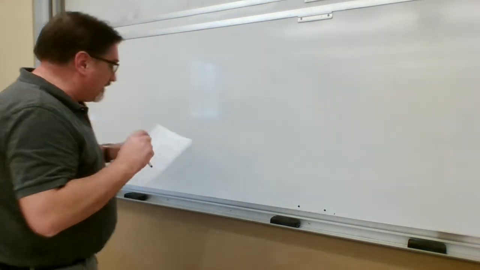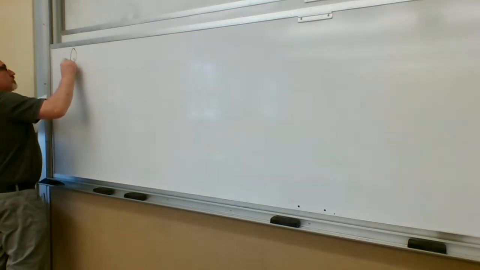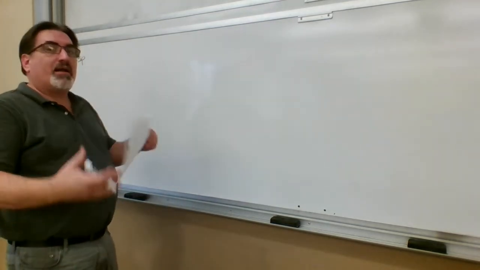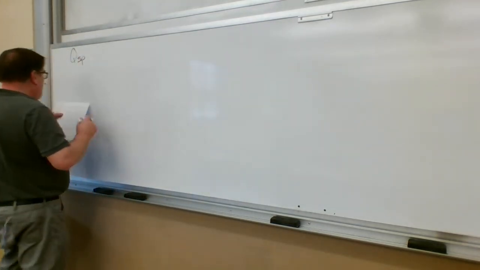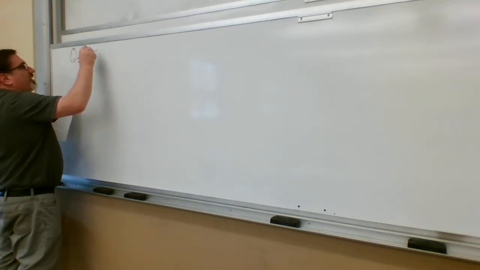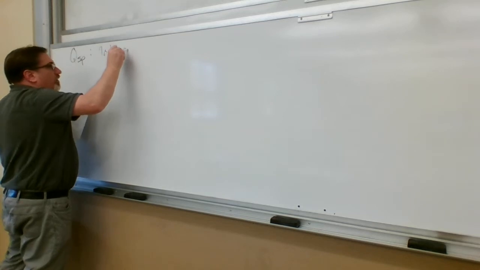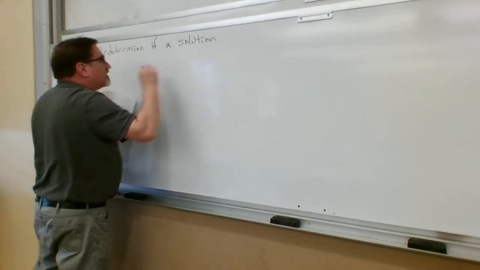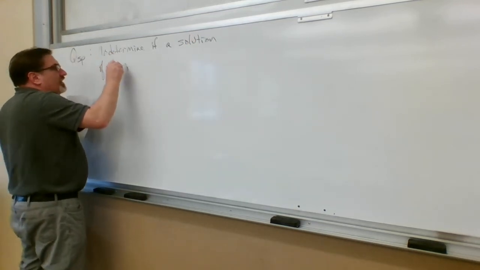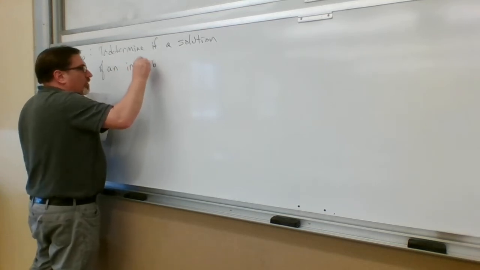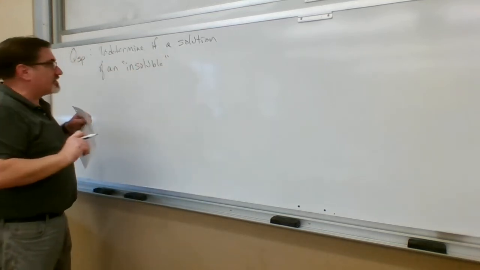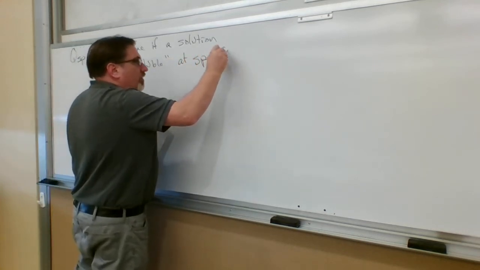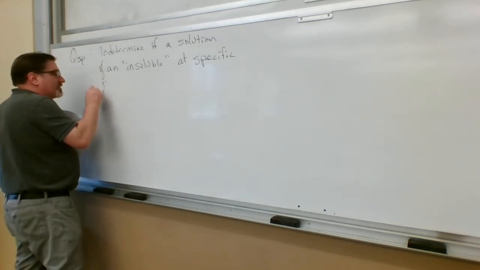And when we do that, we calculate a QSP. That's the solubility product quotient. So not at equilibrium, or suspected at not equilibrium. So we use QSP to determine if a solution of an insoluble salt, putting that in quotation marks because we know it's not entirely insoluble, of an insoluble salt at specific cation and anion concentrations.